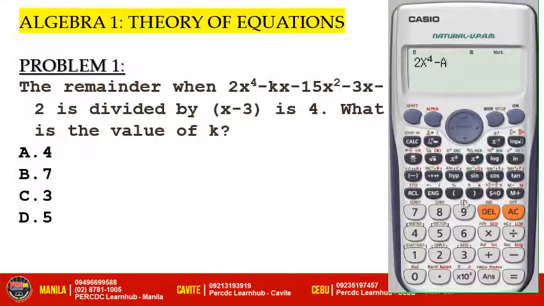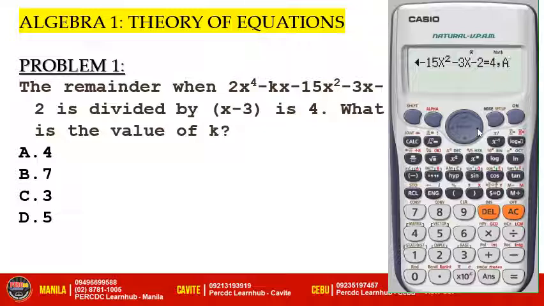So, parang yan, kx. So, x, and then minus 15 x squared, and then minus 3x, and then minus 2. So, sabi niya, itong polynomial na to divided by x minus 3, the remainder is 4. So, therefore, if the remainder is 4, equate na lang po natin ito by 4, and then shift, comma, and then a. Ibig sabihin po niyan, kasi nga, by default po, ang sinusolve po ng calculator pag mga ganitong shift calc is si variable x.